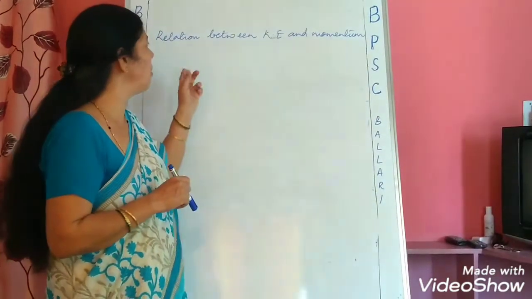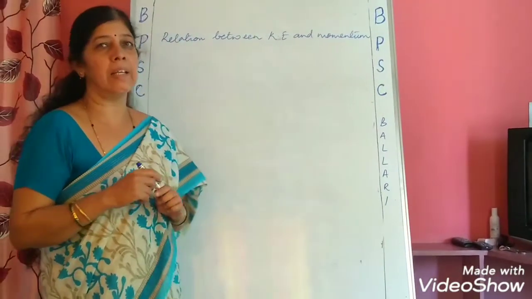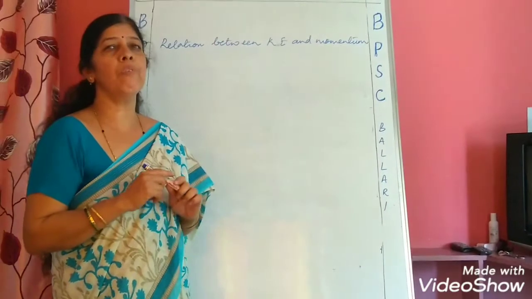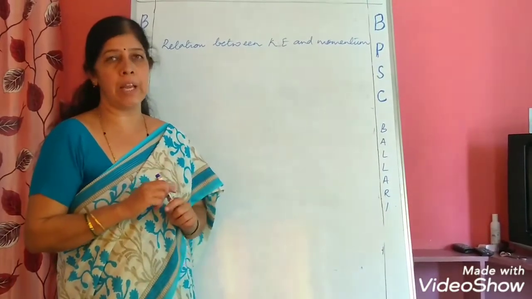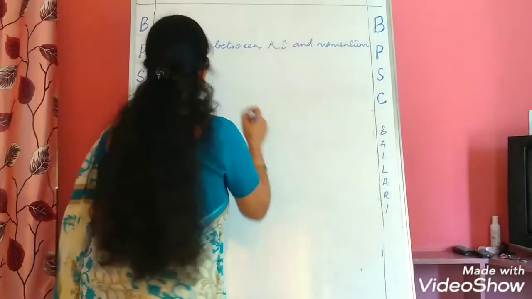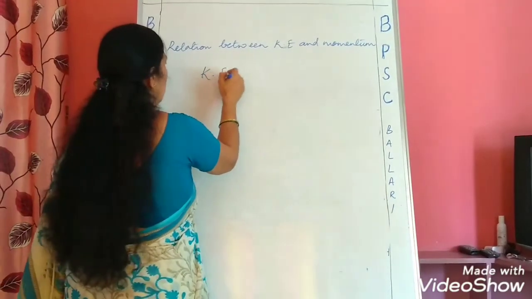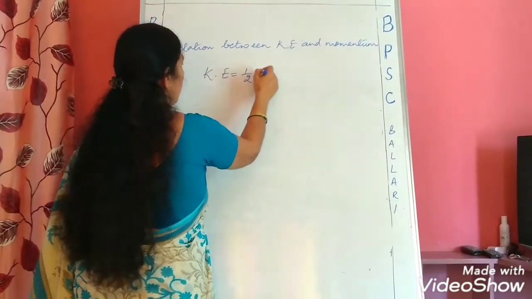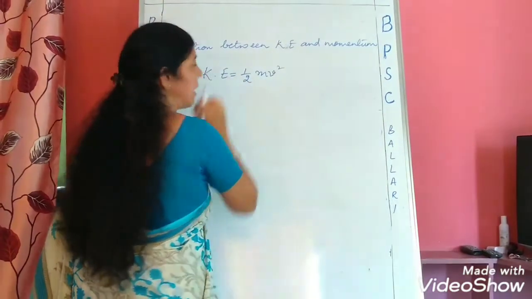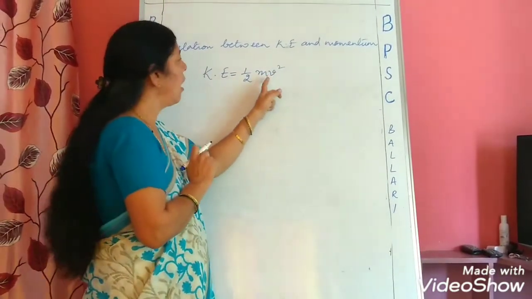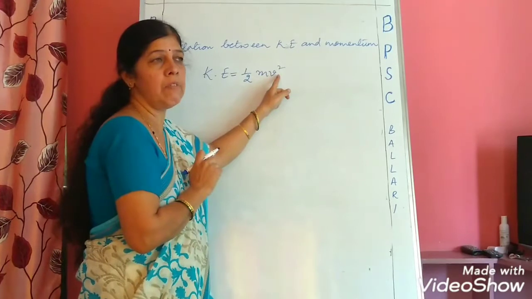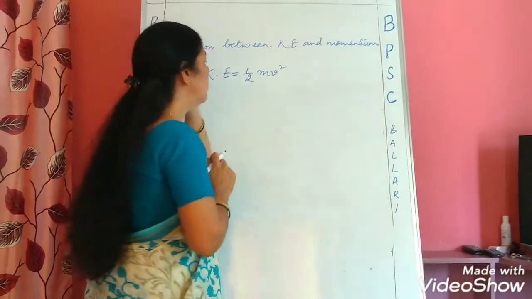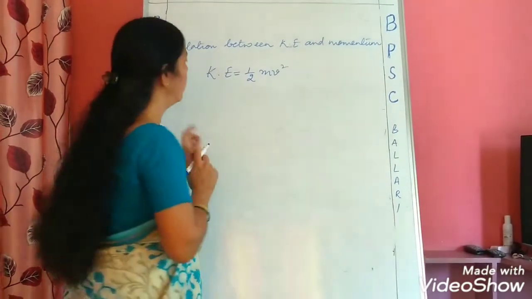We shall study about a relation between kinetic energy and momentum. Just now we have learned the derivation for kinetic energy. So kinetic energy is equal to half mv square. Now what is m? M is the mass of the body and v is the velocity with which the body is traveling. This is the expression for kinetic energy.